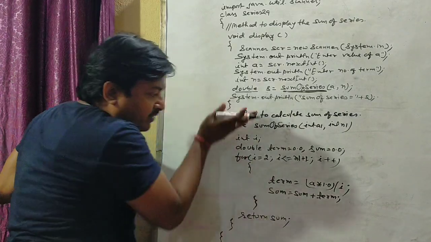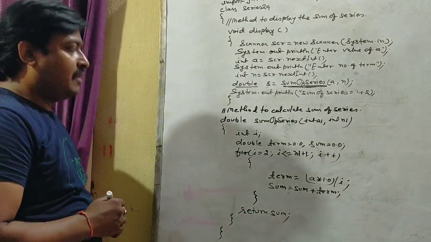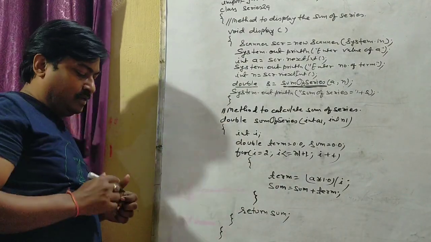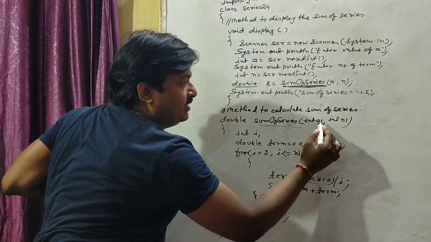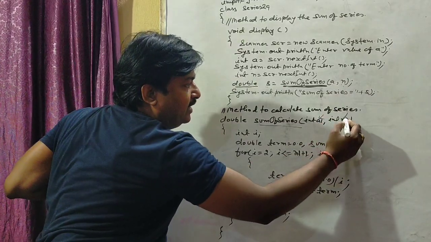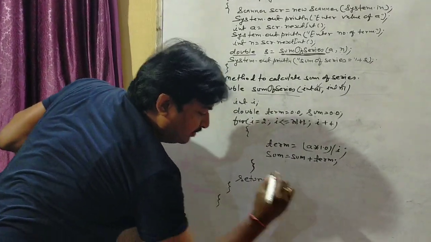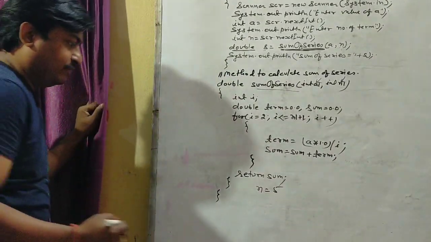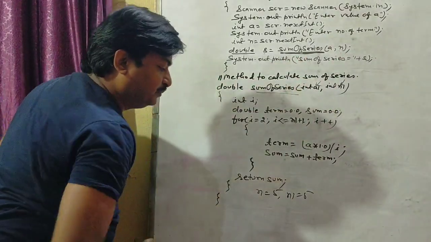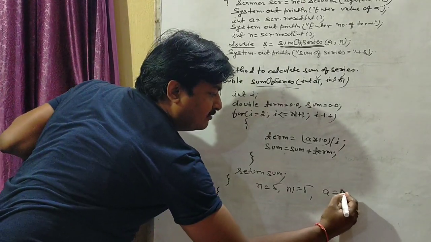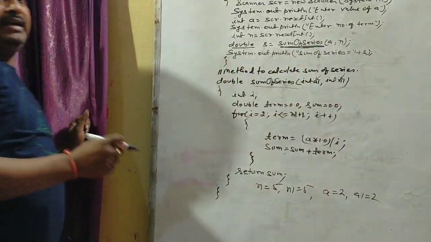Then how do we calculate the sum of series? It is explained in this function sumOfSeries. In the function, a will be stored in a1 and n will be stored in n1. Suppose we take n equal to 5. Therefore n1 is also 5, because n is transferred to n1. And suppose we take a equal to 2, therefore a1 is also 2, because the value of a is transferred to a1.